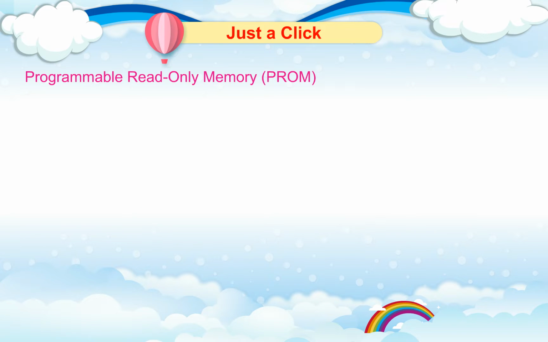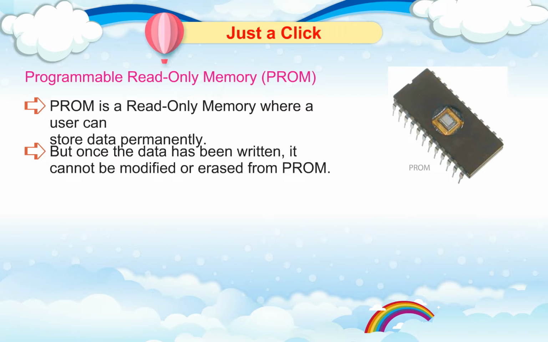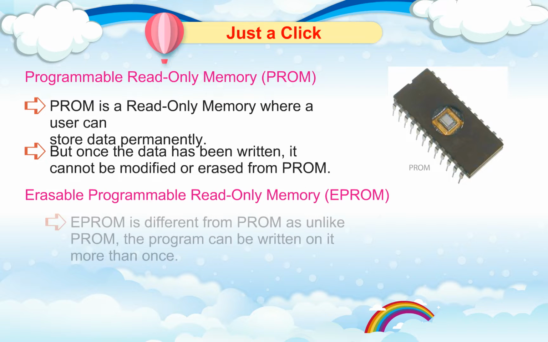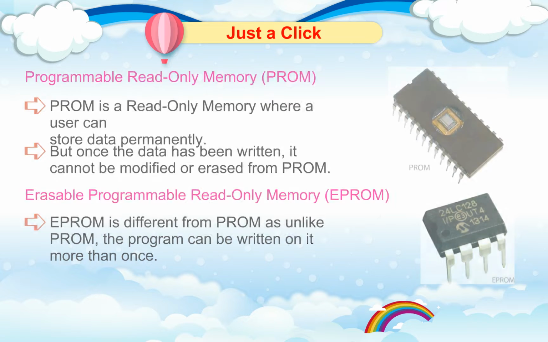Programmable read-only memory. PROM is a read-only memory where a user can store data permanently. But once the data has been written, it cannot be modified or erased from PROM. EPROM, erasable programmable read-only memory. EPROM is different from PROM as, unlike PROM, the program can be written on it more than once.